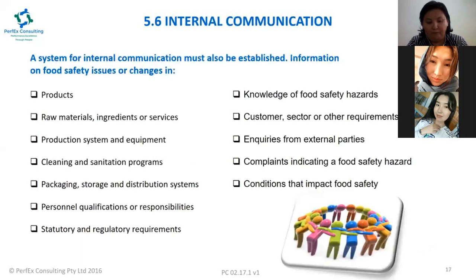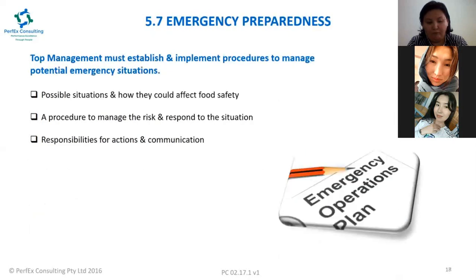An effective system for internal communication must also be established. Information on food safety issues or changes in products, production systems or equipment, packaging, storage or distribution systems, regulatory requirements, food safety hazards, customer sector requirements, complaints about food safety, or any conditions at all that impact food safety must be clearly and effectively communicated internally in the business.